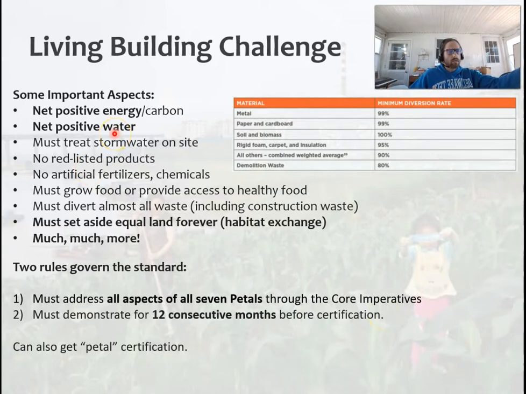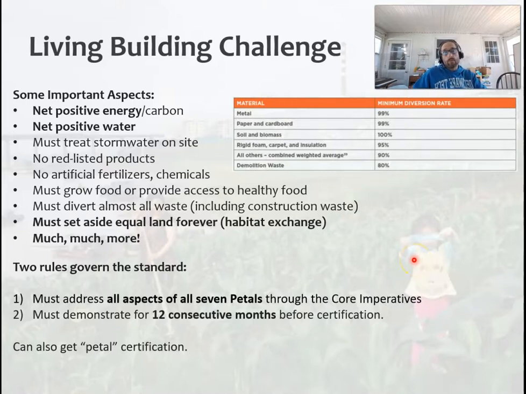You can say, look, hey, I got this catchment system, I got this nice solar array on my roof. I'm going to generate more energy than I use. Okay, that's great, but we're going to wait a year, make sure that you're actually generating more energy than you use. Otherwise, you can do all this, and if you don't actually generate more energy than you use, you wouldn't get your certification. So very difficult to get.